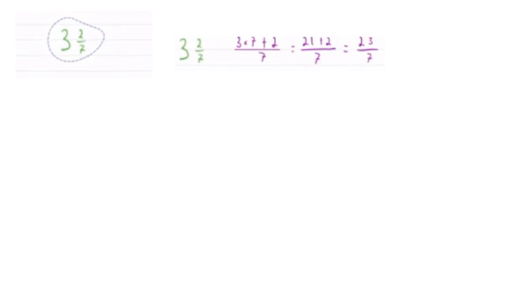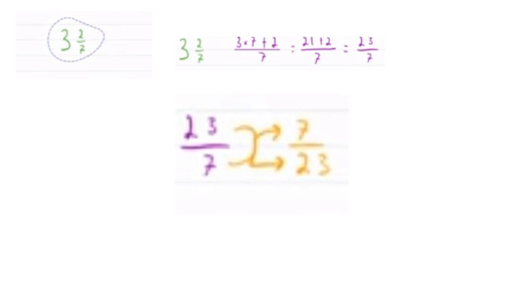Now if the fraction is a mixed fraction, then what to do? First you have to convert the mixed fraction into an improper fraction. The same method that you have learnt in the first topic of today. 3 times 7 plus 2 gives you 23 and denominator will remain same. Now you got the improper fraction, and to find its reciprocal, simply flip it. So the reciprocal is 7 by 23.